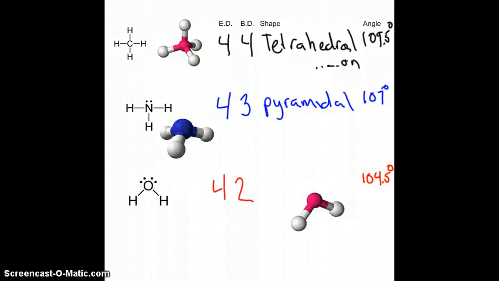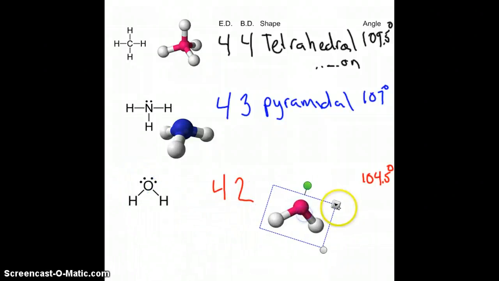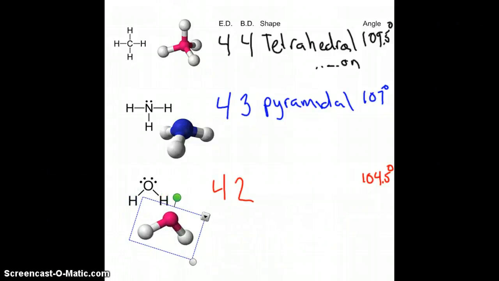And if I take this, you can actually see how they kind of overlay. I can take this and manipulate it. I can turn it. Look. And then this kind of looks almost exactly like that. And then this shape then, let me put that there. This shape is actually what we call bent, or sometimes we call it V-shaped.